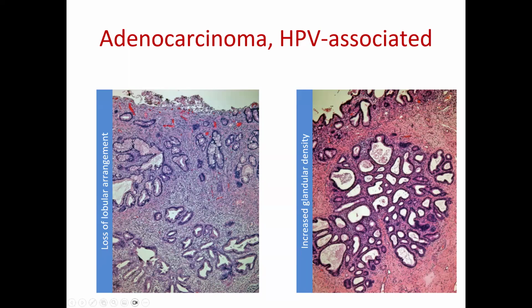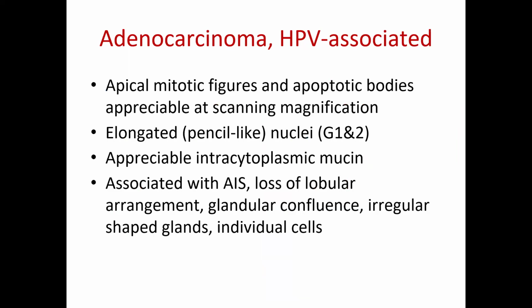So here's another pattern that we encounter in endocervical adenocarcinoma. The HPV-associated adenocarcinomas have atypical mitotic figures and apoptotic bodies, appreciated even on scanning power. You have your elongated pencil-like nuclei that is only in the low grade. Once the tumor gets into grade 2 and 3, you can actually lose that, and I will show you some examples. And you still have some appreciable intracytoplasmic mucin.